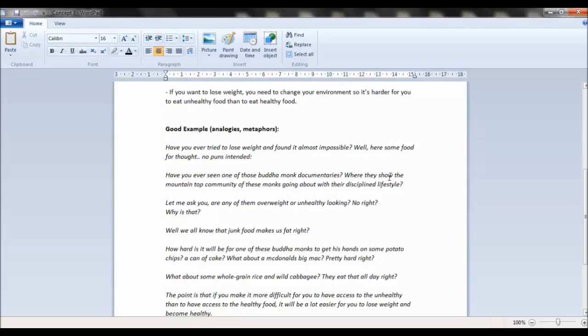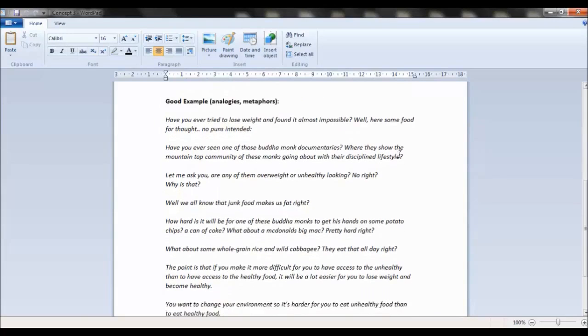Well, why is that? Well, we all know that junk food makes us fat, right? How hard will it be for one of these Buddhist monks to get his hands on some potato chips, a can of Coke? What about a McDonald's Big Mac? Pretty hard, right? What about some whole grain rice and wild cabbage? That's all they eat, right?